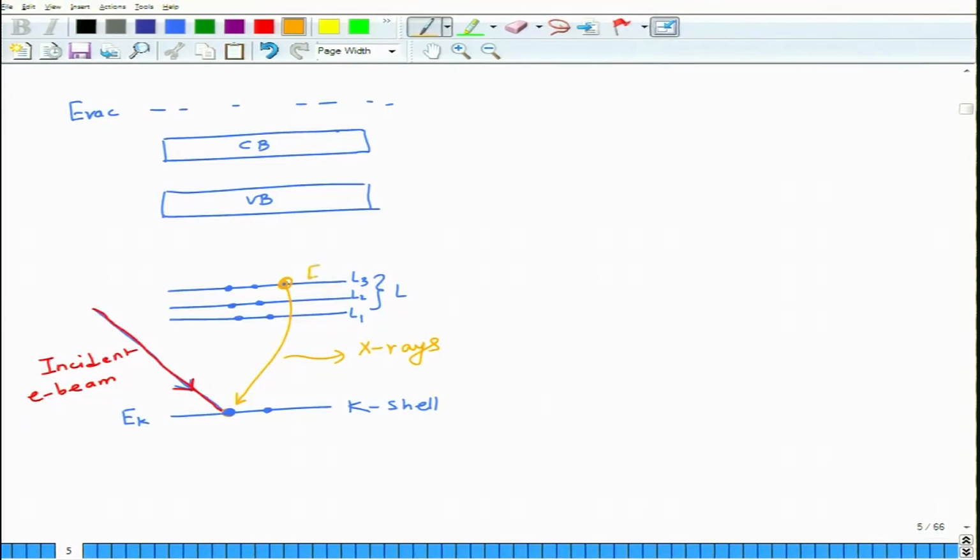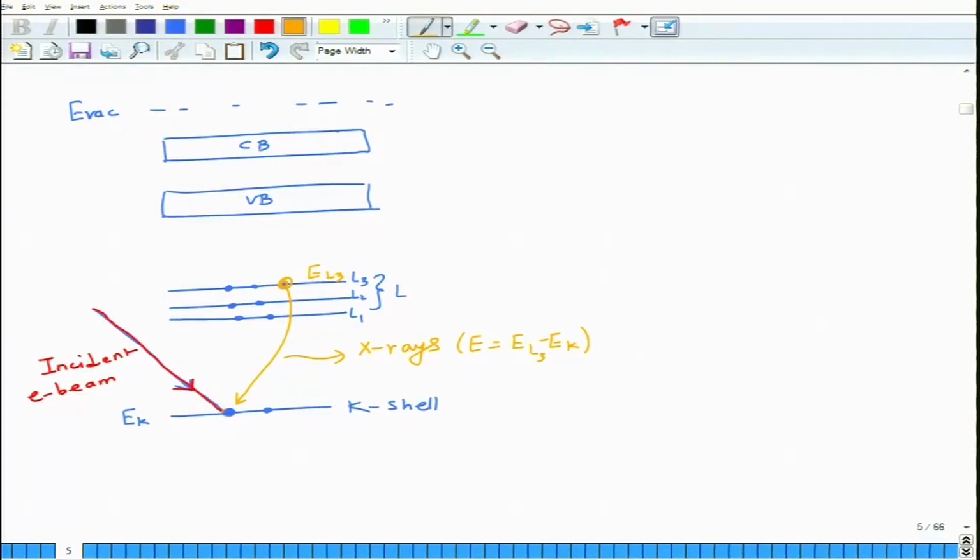Let us say this energy is E1, this energy is Ek. So, the energy of the X-ray will be equal to E1 minus Ek, or let us say EL3 minus Ek in this case. So, this is how the X-rays are produced. Depending upon from where the transition has happened, the X-ray will have a certain energy. If the electron comes from higher levels, it will have even higher energy.